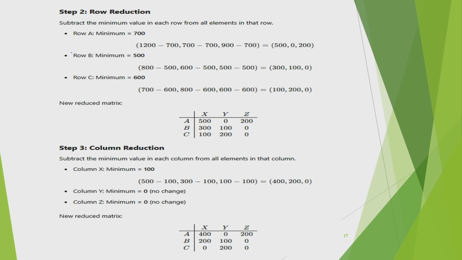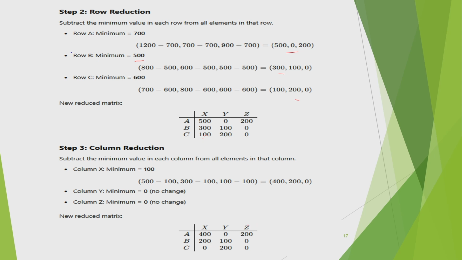Then row reduction: the row minimum is 7, so in the first row it will be like that. In the second row the minimum is 500, so everything will be subtracted by 500. Row C minimum is this. So this is the reduced matrix. Then you do column reduction. No change in columns Y and Z because there are already 0s, only column X will change. The minimum value is 100, so you subtract 100 from everything: 500 minus 100, 400, 200, and this one.